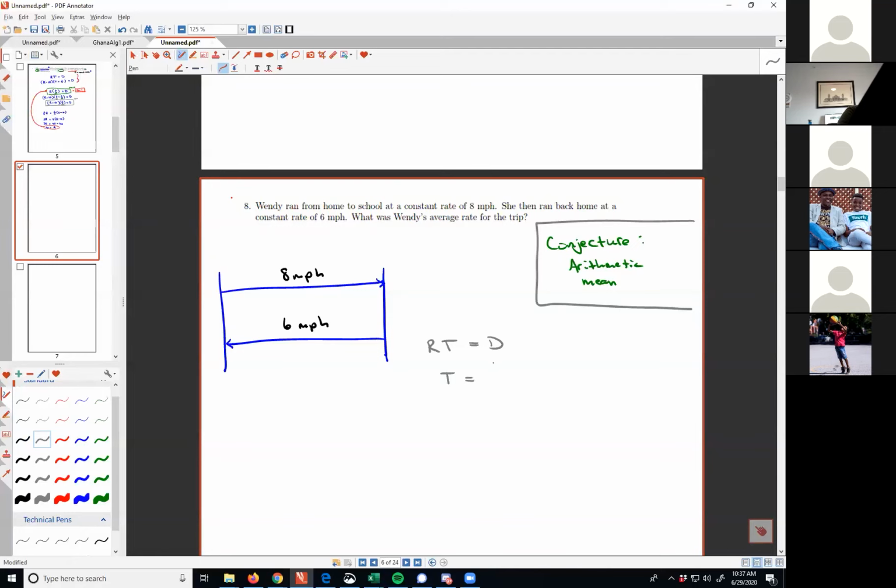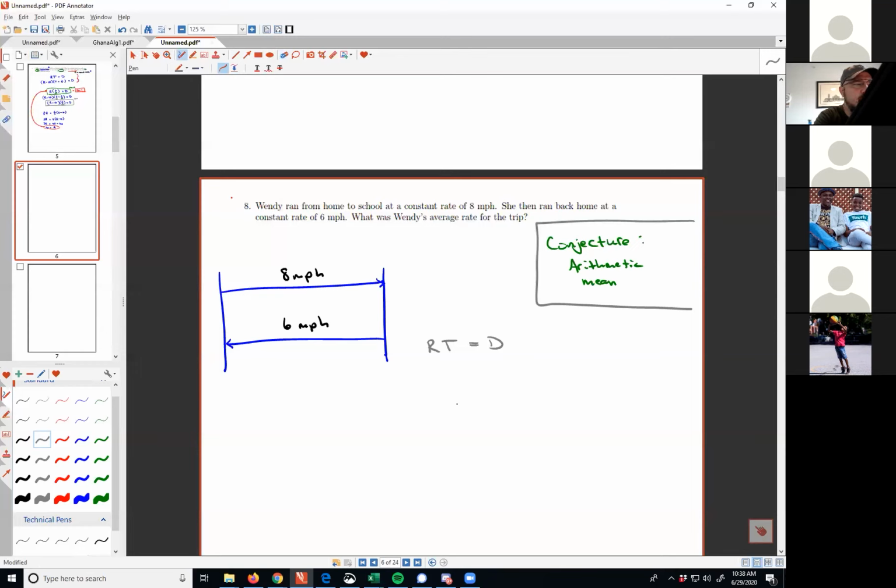We have a constant distance between both trips. So you are using the fact that the rates are given, but the distance is the same. You know what? I don't know if I like this. I think I want to keep RT equals D. If I don't have to make fractions, I don't want to make them.